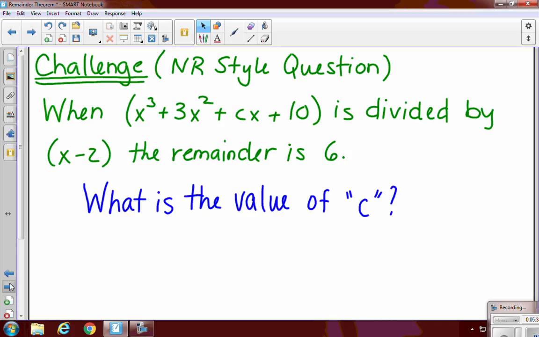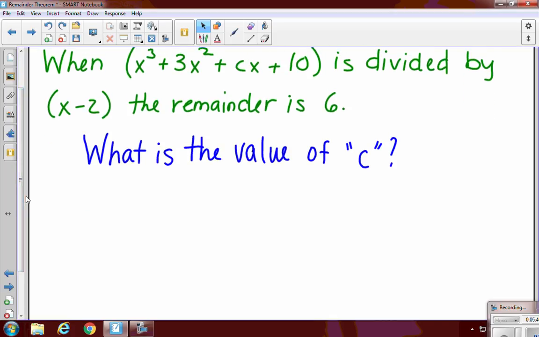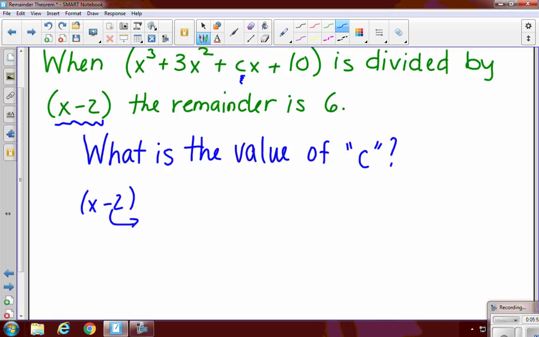So this now is a situation where we have an unknown in the original part, and we know we're dividing it by x minus 2. So from this x minus 2, the remainder theorem says, well, if I was to evaluate the polynomial at 2, I should know that the polynomial when evaluated at 2 equals 6. That's what the remainder here is saying.